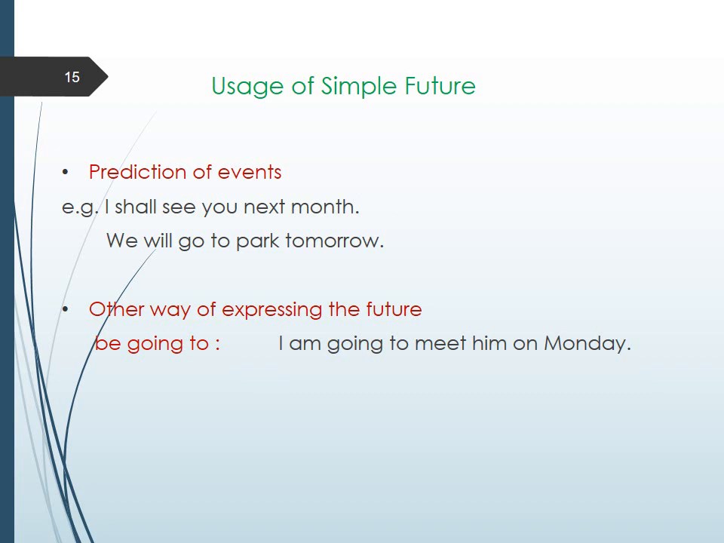Now, simple future tense is used for prediction of events. For example, I shall see you next month. We will go to the park tomorrow. Another way of expressing the future tense is be going to. For example, I am going to meet him on Monday, or she is going to meet him on Monday.